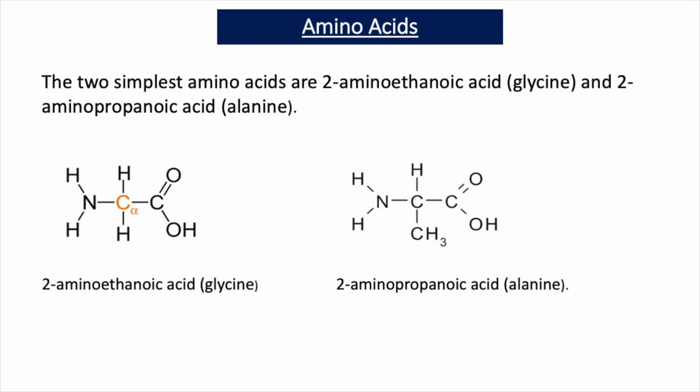Now, when we name an amino acid, the carbon in the carboxylic acid group is carbon number 1. So here we have glycine, 2-amino ethanoic acid. The carbon in the carboxylic acid group is carbon number 1. So therefore the amino group is on carbon 2. That's why it's 2-amino ethanoic acid. And if we look at 2-amino propanoic acid, if the carbon in the carboxylic acid group is carbon number 1, we have two other carbons present, that's why it's propanoic acid, and the amino group, the NH2 group, is bonded to the second carbon in the chain.